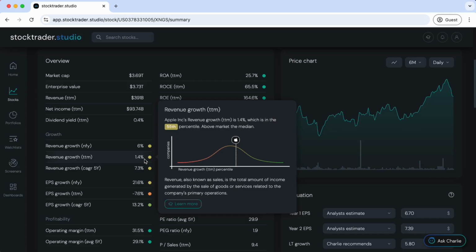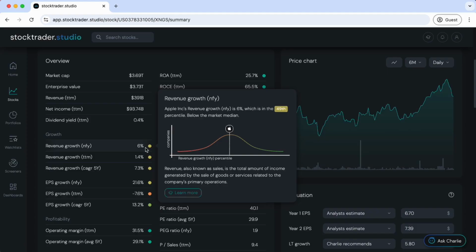For the next financial year, analysts are forecasting a revenue growth of 6%, which is just below the market median. Not terrible, but not impressive either, hence the amber indicator.